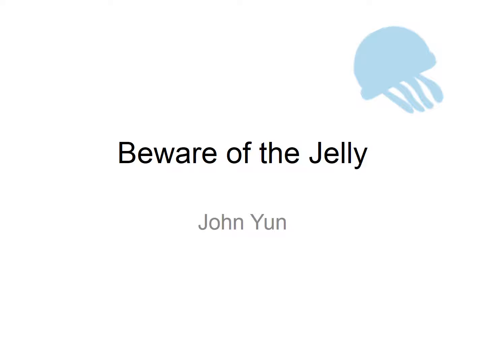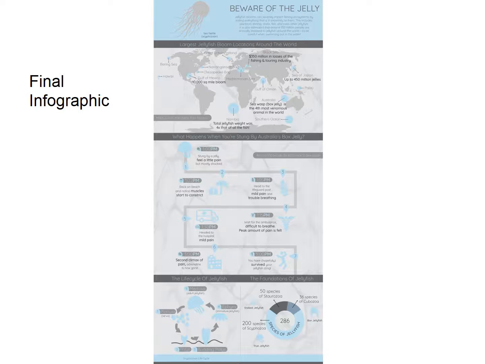My name is John Yin, and the topic of my infographic is jellyfish, and the title is called Beware of the Jelly. So here's my final infographic. I won't go too deep into the whole infographic itself because I'll show each display one by one to show a story of why I chose my title Beware of the Jelly.